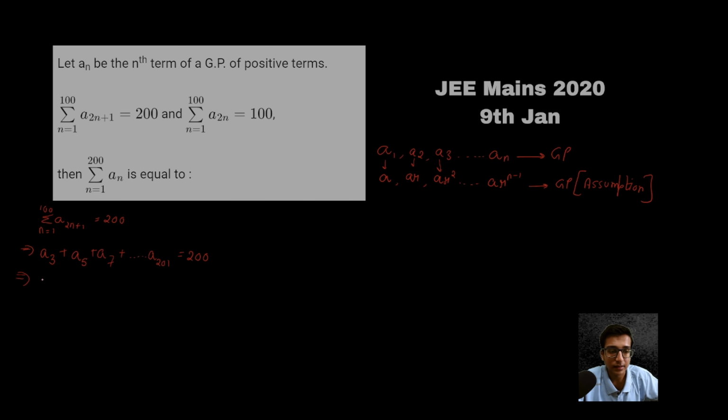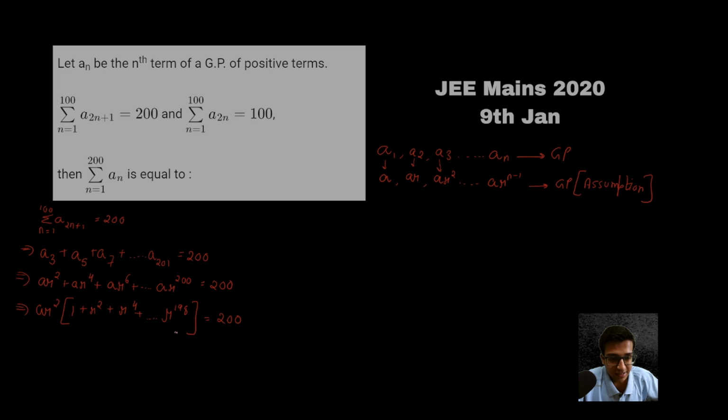So A3 can be written as AR square, AR to the power 4, and A7 can be written as AR to the power 6 up till AR to the power 200. This is equal to 200. Now from here we can take AR square as common. We would get 1 plus R square plus R to the power 4 plus up till R to the power 198. This is equal to 200.